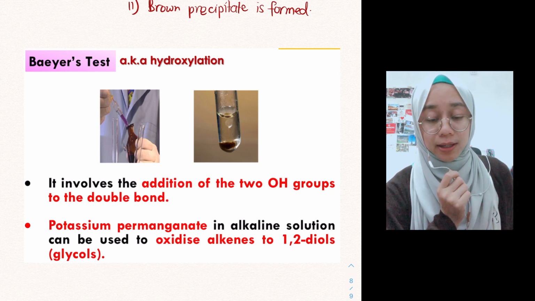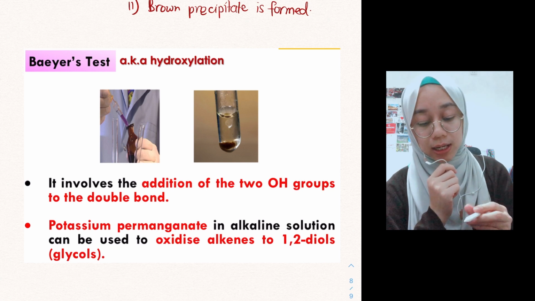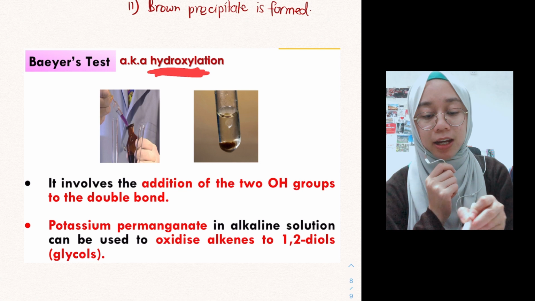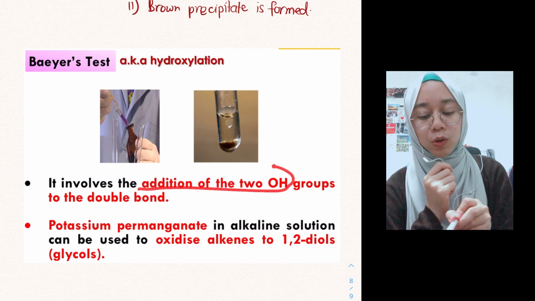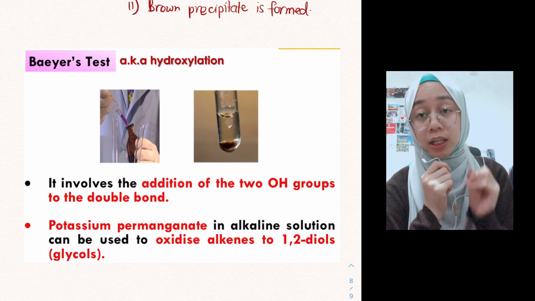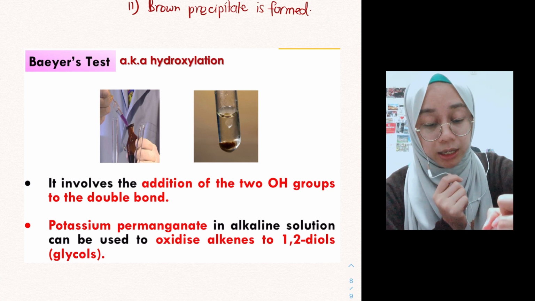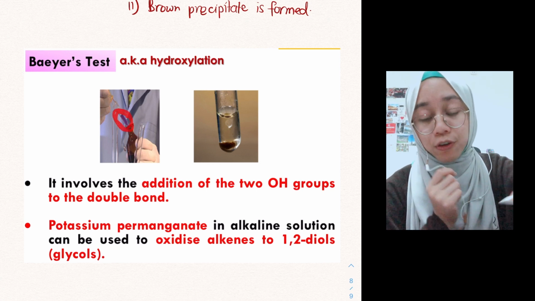Okay, so Bayer's test, which is also known as hydroxylation. Hydroxylation bermaksud apa yang masuk? Hydroxyl lah. Hydroxyl yang masuk. So it involves the addition of 2 OH groups to the double bond. So kita nak tengok nanti dua OH tu akan masuk. Kalau kamu tengok betul-betul kelas, yang dalam botol warna brown ni, itu adalah KMnO4. So as you can see, warna KMnO4 ni purple.